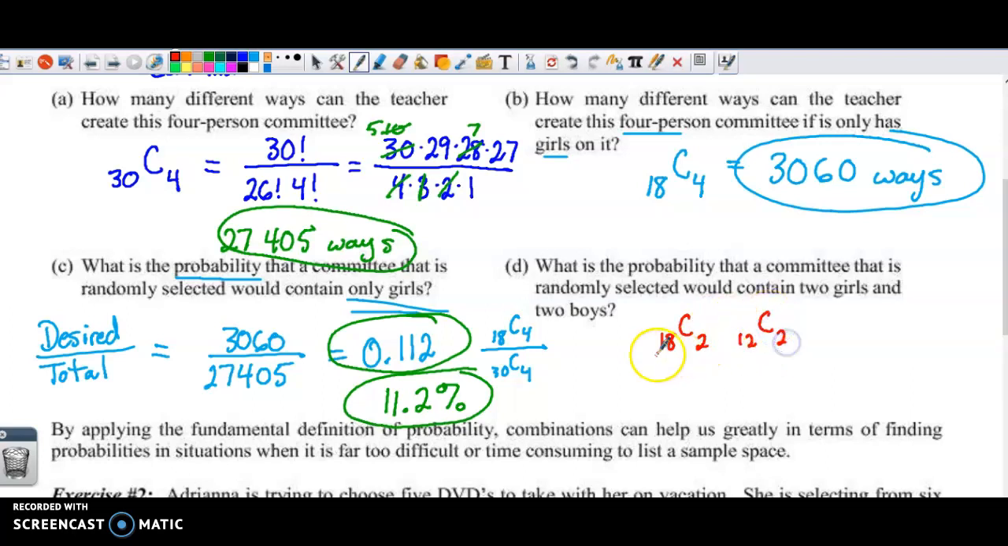And what we're doing now is we have a fundamental counting principle, so we're going to multiply those 2 together, because maybe the 2 boys are chosen first, and then the 2 girls, or maybe it goes boy, girl, or it goes girl, boy. So there's multiple ways of doing this as well, but again, the order doesn't matter. Over 30C4. And again, I'm going to go to a calculator to save some time.